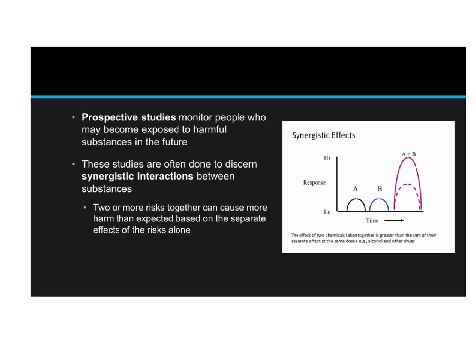Prospective studies, on the other hand, monitor people who may become exposed to a harmful substance in the future. So they're monitoring to see, in a lot of cases, how lifestyle, what they are currently doing in terms of what they eat, how they live, might interact with a toxic substance in the future. And this leads us into synergistic reactions.